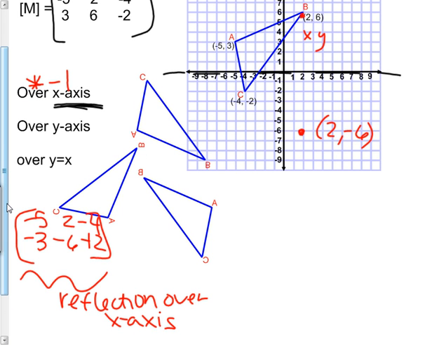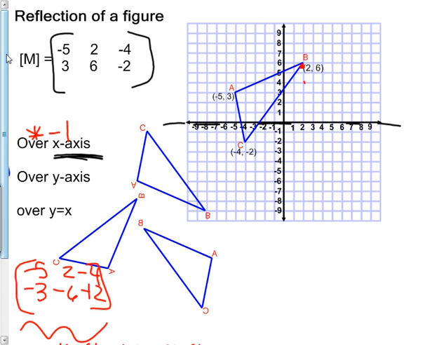Now let's look at what happens when we reflect that point over the y-axis. Our y-axis runs up and down, so that's this right here. If we look at B again and we reflect it over, what would our new point be? Negative 2, 6.